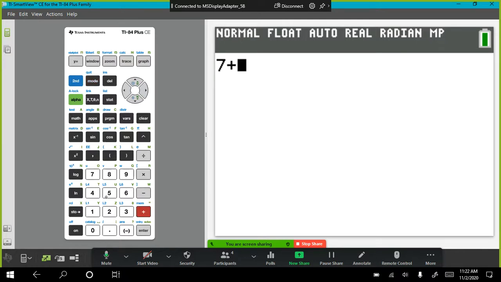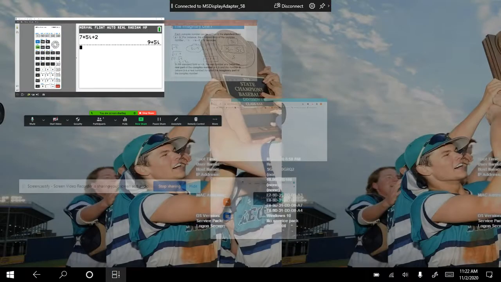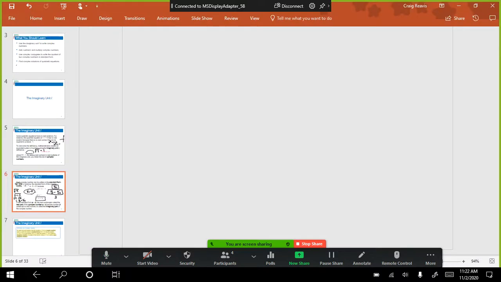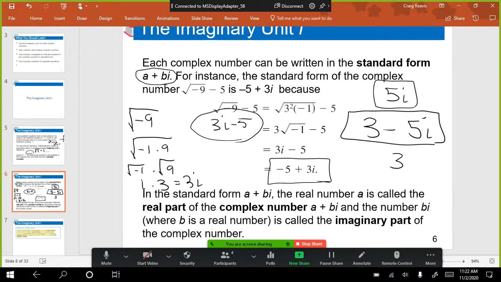But I think with what we're doing today, we should be able to leave it in the real. Yeah, we should be able to leave it as the real. If we ever get to where we need to change it, I'll let you know. So let's go back to here. All right. So let's go to the next slide.